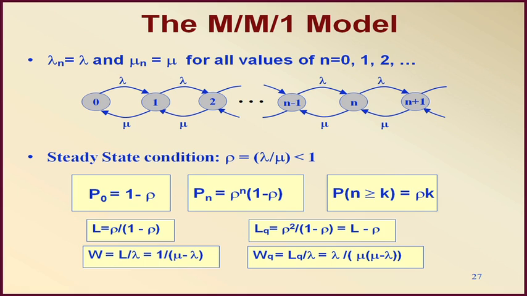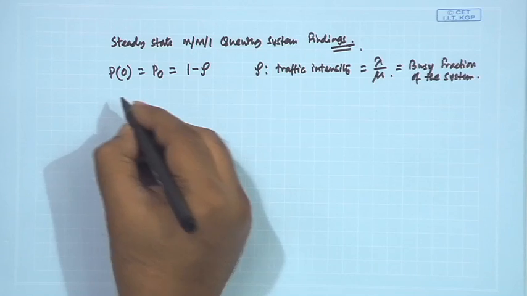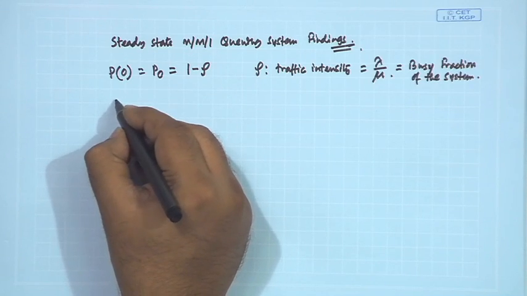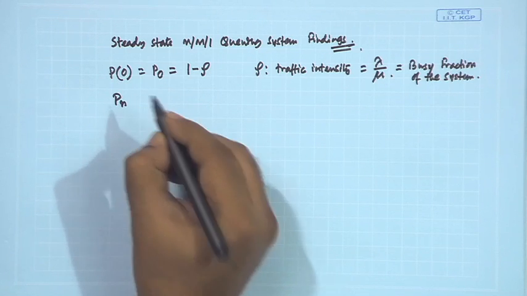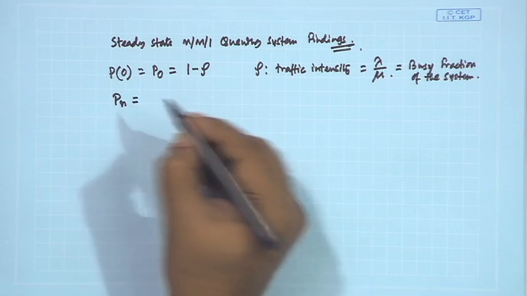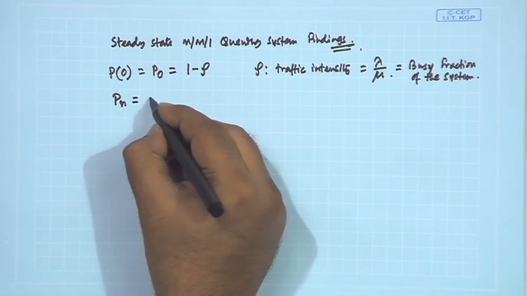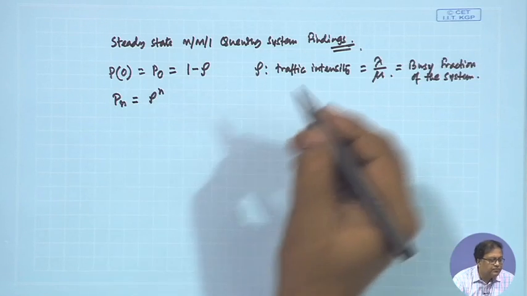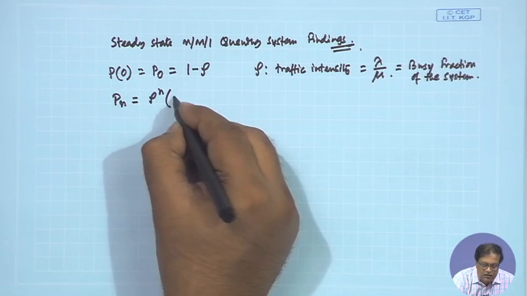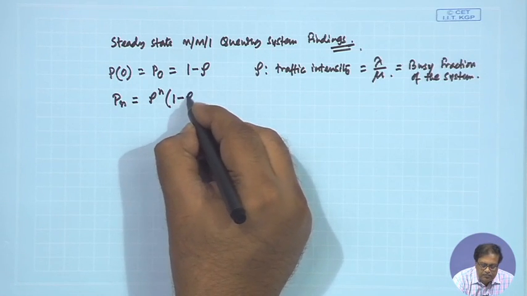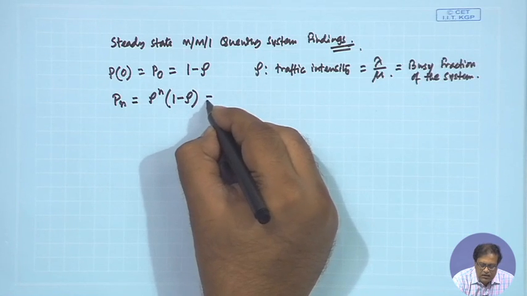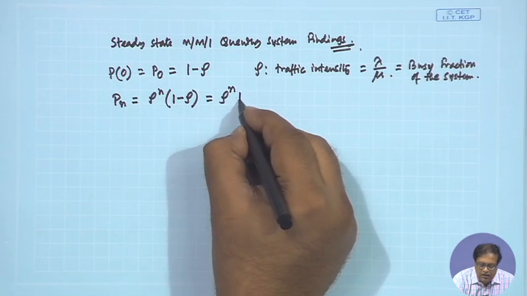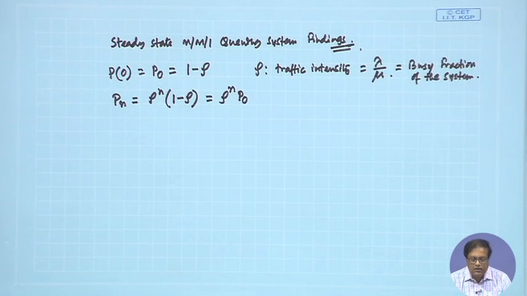Now, the other results that we have seen in our previous class: the probability of n persons in the system is given by rho to the power n times 1 minus rho. Basically, it is rho to the power n times P0. So, this is the probability equation.